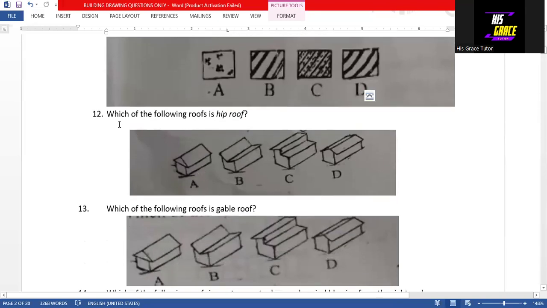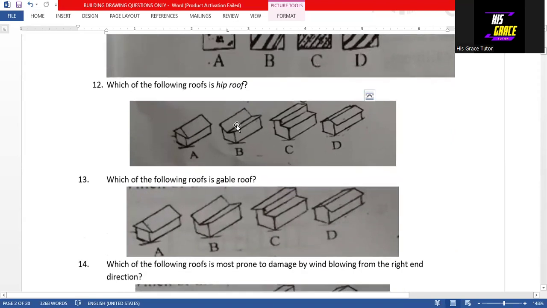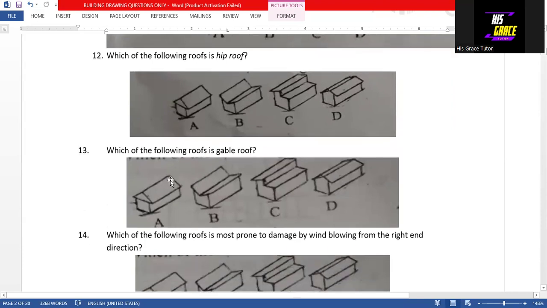Question 12 says, which of the following roofs is a hip roof? The answer is option A. This diagram in option A is a hip roof. Option B is a butterfly roof. This other roof looks like a lean-to and flat, while this one is a gable roof. Then question 13 asks which of the following roofs is a gable roof. Option D is the answer, just as we have it here in question 12.